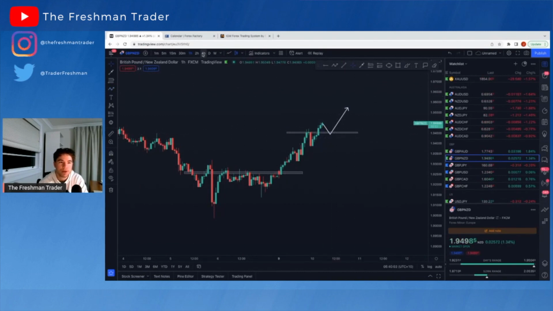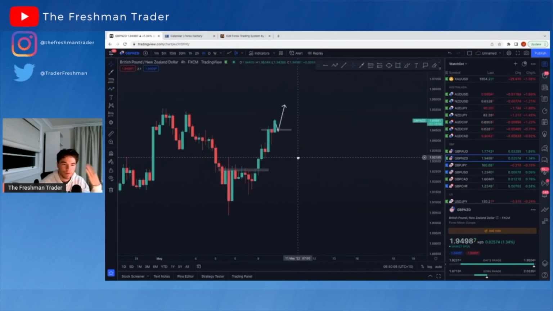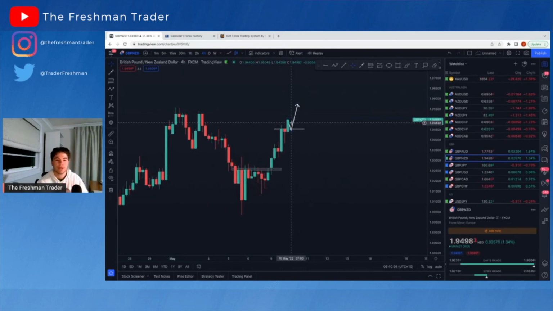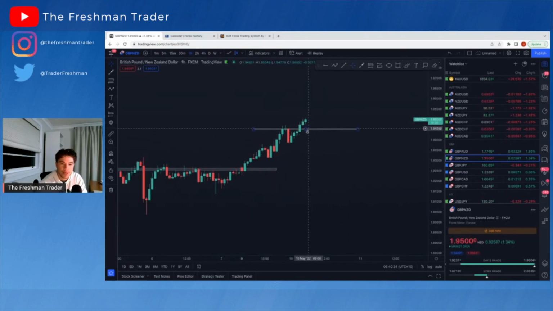Okay, so for those who don't know, I like to use the 4 hour to identify my structure and my overall bias in the market. Then once I see, for instance, price breaking and closing above the previous high, I can see that for me, the market bias is bullish. And then I flip to the 1 hour and look for those retests. And this is where I enter my trades.